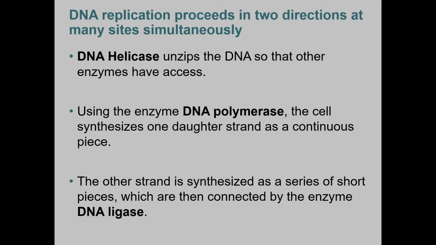Using the enzyme DNA polymerase, the cell will then synthesize one daughter strand as a continuous piece. DNA polymerase can only add new bases to the 3' end, so this is the end that's going to grow. The other strand is synthesized as a series of short pieces, which are then connected by the enzyme DNA ligase. So helicase opens, polymerase extends, and ligase connects.